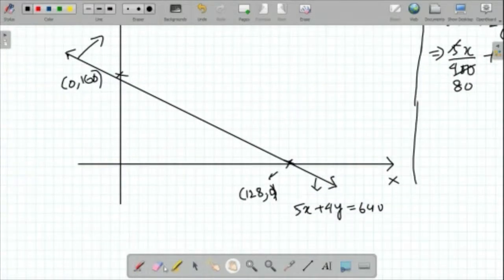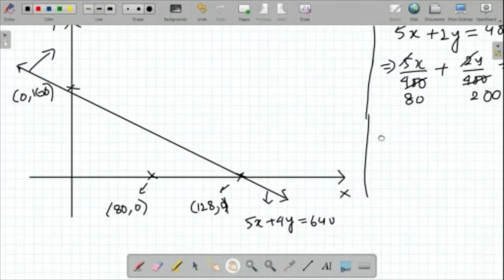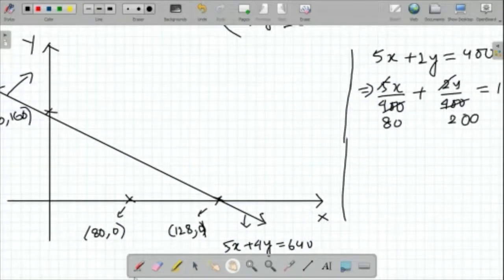Okay, so where should 80 be? Let's say this here is 80, so this point is 80 comma 0. And y should be cut at 200, right? So let's say this is our 200.